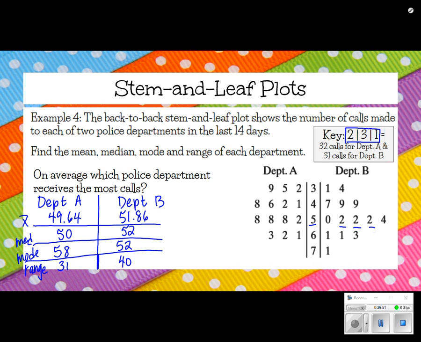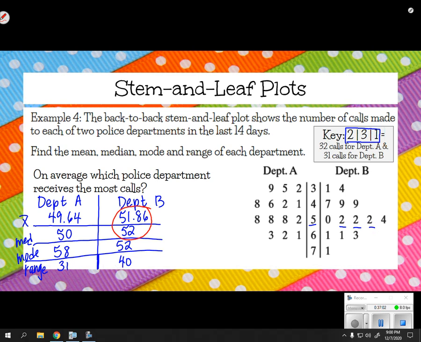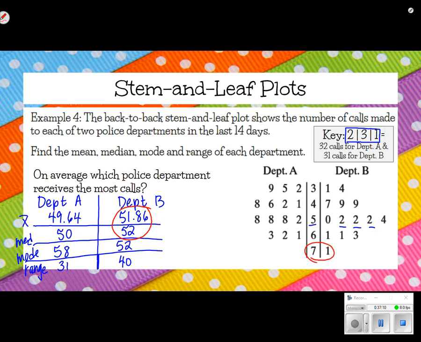So if we're looking at which police department receives the most calls on average, because of these two, I'm leaning more to department B because they have higher end values. The range is just going to show me how far spread out things are, and we may even have an outlier. I'm not 100% sure, but that does pull on the mean a little bit. It is close to the median, however, so I don't think it's pulling way too much on it.